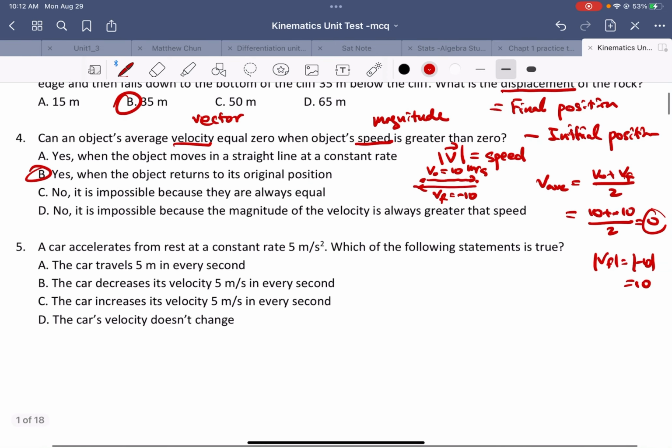Number 5. A car accelerates from rest at a constant rate. That's acceleration. Which of the following statements is true? Okay, if you understand what acceleration means, it increases the velocity because it's positive, not decrease. Every second, 5 meters per second. So C will be the answer, that's basically the definition of acceleration.